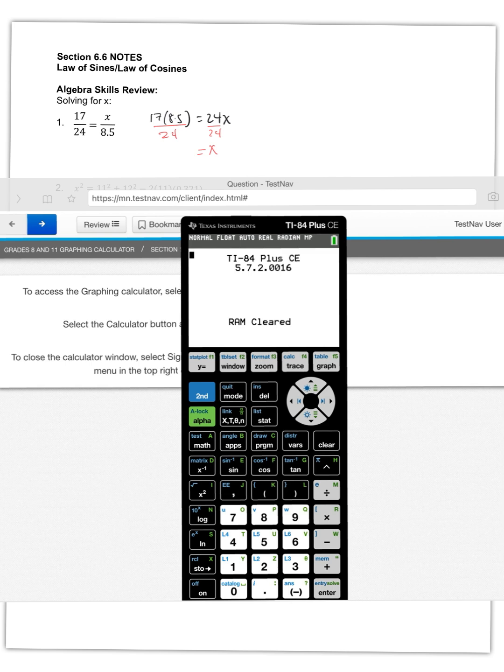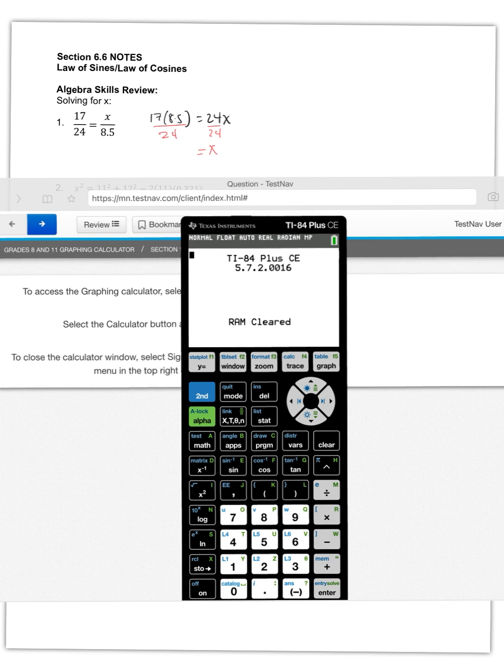The first thing you need to do for this unit, or this section of notes, is make sure your calculator is in degree mode. We've been using radians, but it's because we've been graphing in radians. Right now we're working with degrees in this section of units. So we're going to go to mode, make sure you go down and over from radians to degrees, and then hit enter. And then second mode, and go to the home screen.